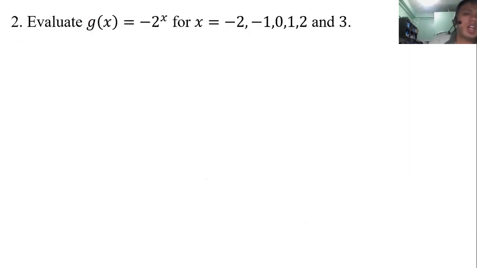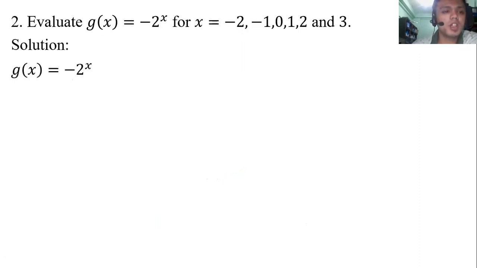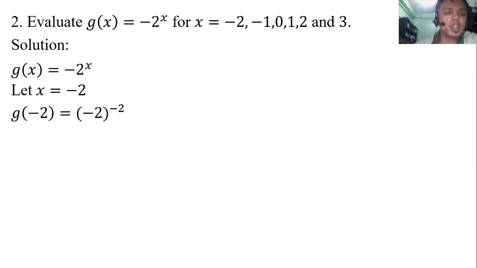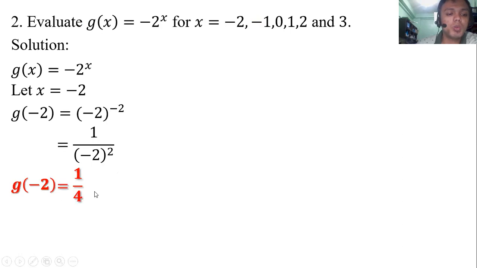Now, another one. Evaluate g of x equals -2 raised to x for x equals -2, -1, 0, 1, 2, and 3. Isa-isahin natin. If your x is -2, then your g of x equals -2 raised to -2. Again, negative exponent, make it positive. Magiging 1 over -2 squared na. -2 squared is equal to 4. So, we have 1/4 here.